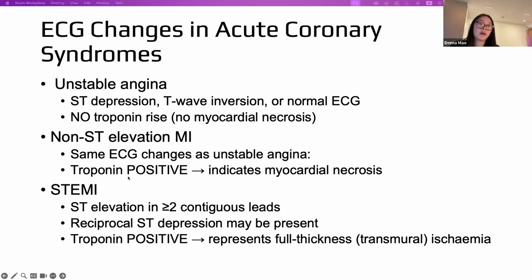Non-ST elevation MI could look the same as unstable angina, but troponin is positive, showing that there has been some myocardial necrosis. And then there's ST elevated MI. So there is ST elevation in two contiguous leads. So it'll be two leads that are near each other, or represent areas of the heart that are near each other. And then there could also be reciprocal ST depression in the areas opposite the location, and troponin will be positive here because there's full thickness ischemia of the myocardial tissue.